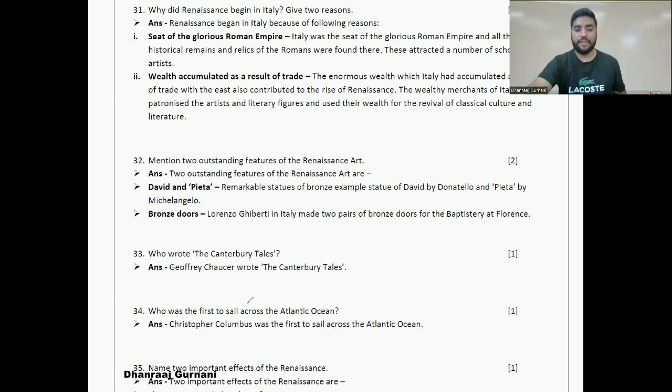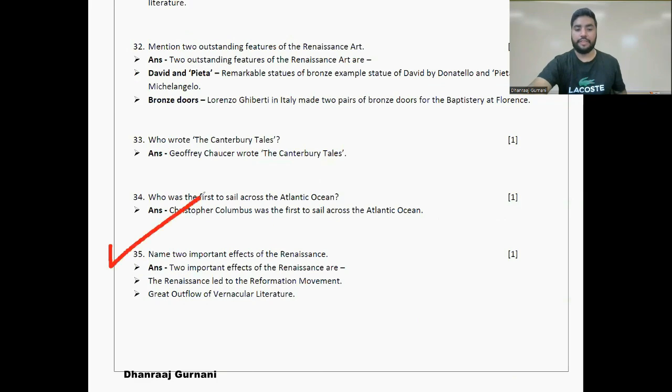Who wrote the Canterbury Tales? Geoffrey Chaucer wrote the Canterbury Tales. Who was the first to sail across the Atlantic Ocean? Christopher Columbus was the first to sail across the Atlantic Ocean. Name two important effects of the Renaissance. First one, the Renaissance led to the Reformation movement. That's my next chapter, Reformation. And second, a great outflow of vernacular literature.